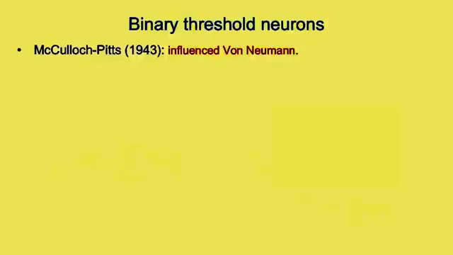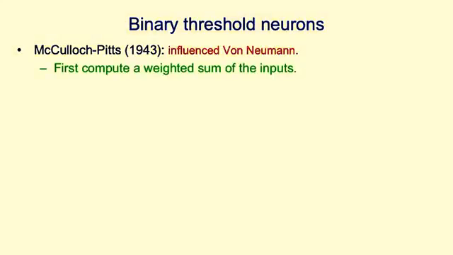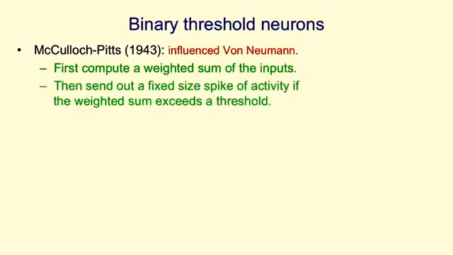Very different from linear neurons are binary threshold neurons that were introduced by McCulloch and Pitts. They actually influenced von Neumann when he was thinking about how to design a universal computer. In a binary threshold neuron, you first compute a weighted sum of the inputs, and then you send out a spike of activity if that weighted sum exceeds the threshold.